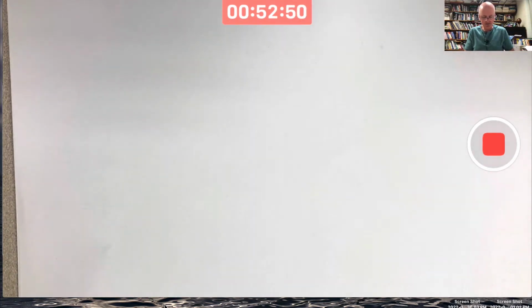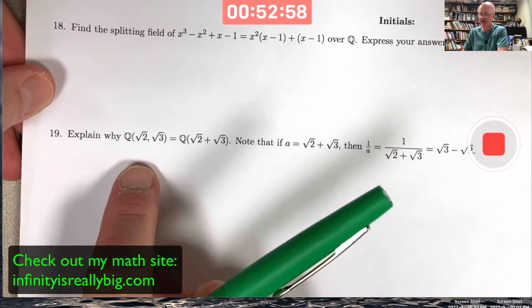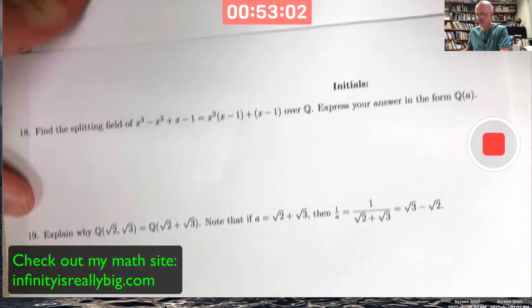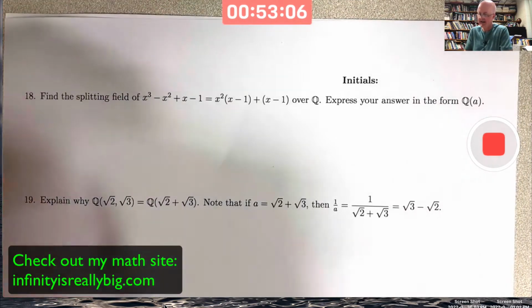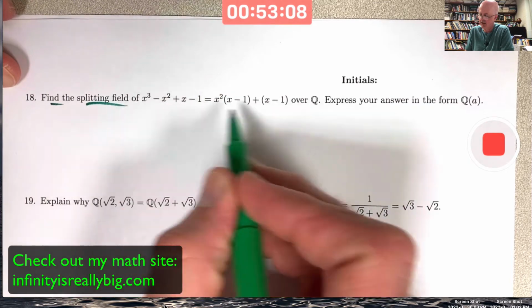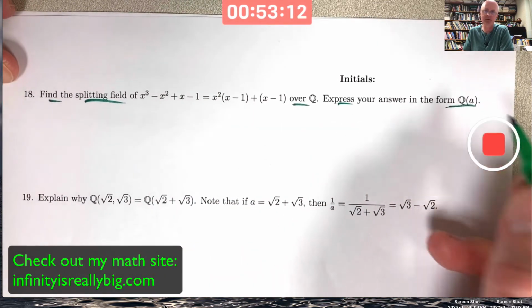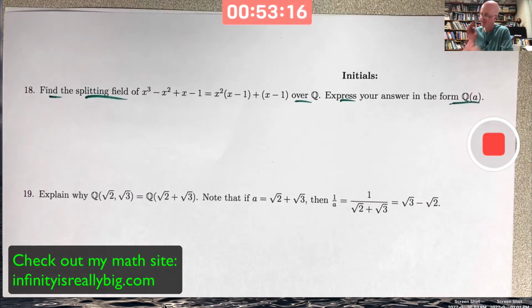Two more pages, more calculational in nature. And this one, 19, does involve an explanation that I could have called a proof. Let's look at 18 first. Find the splitting field of this polynomial over Q. Express your answer as a simple extension, Q(a) for some element a.